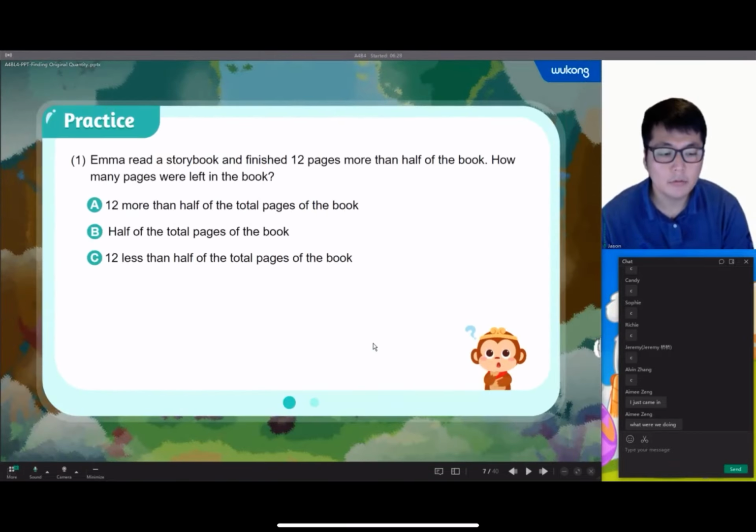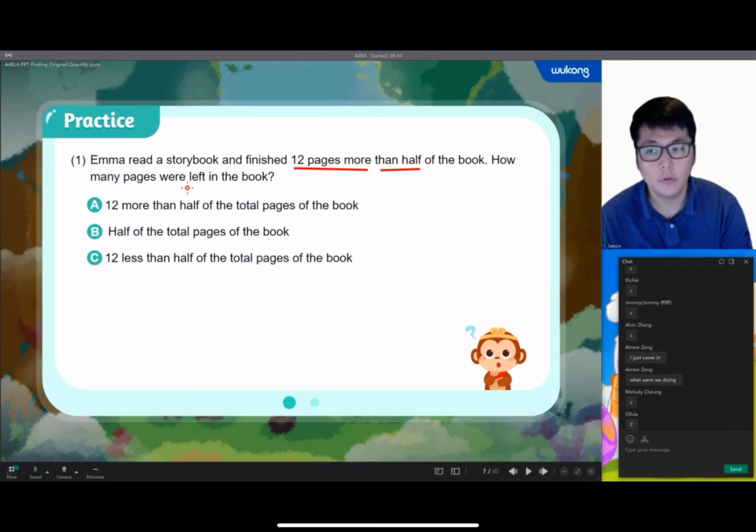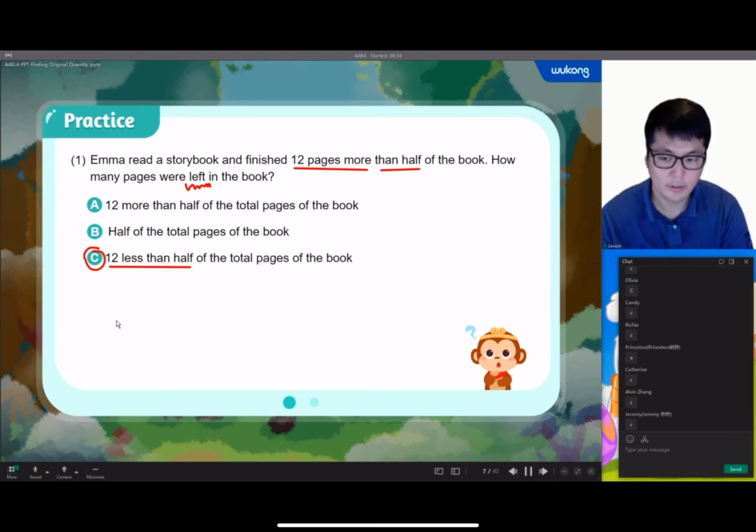So Emma read a storybook and finished 12 pages more than half of the book. How many pages were left in the book, guys? So again, 12 pages more than half. So if you want to figure out how much is left, we need to find 12 less than half will be left. So it will be C. Good.